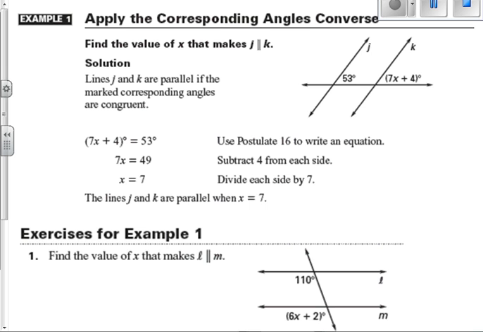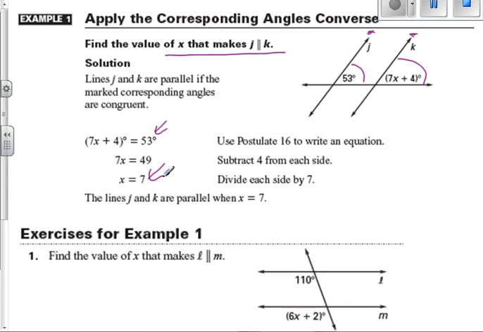So let's move on and apply the corresponding angles converse. We're finding the value of x that makes j parallel to k. So we have line j and line k. These would be corresponding angles, right? If I need those two lines, j and k, to be parallel, those corresponding angles must be congruent. So you set them equal to each other: 7x plus 4 is equal to 53. You find out that x is 7. So when x is equal to 7, I know that lines j and k are parallel. If x is any other value, lines j and k are not parallel.